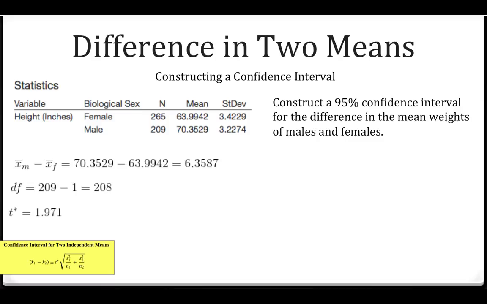Next, we can compute the standard error. This is just a matter of taking the standard deviations and sample sizes from our descriptive statistics and plugging them into our formula. We get a standard error of 0.3067.